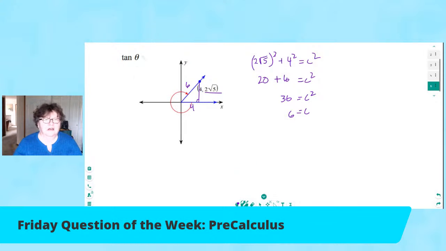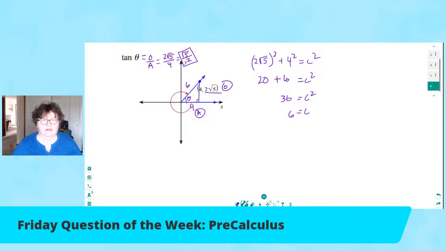All right, tangent is now opposite over adjacent, right? And so that would give me, let's see, this would be opposite. Let's put theta in. Opposite and adjacent. So I'm going to get 2 root 5 over 4. And again, we've got to reduce it. Take the 2 out of both, so I'll get square root of 5 over 2. A perfectly beautiful number. So it's not so hard.